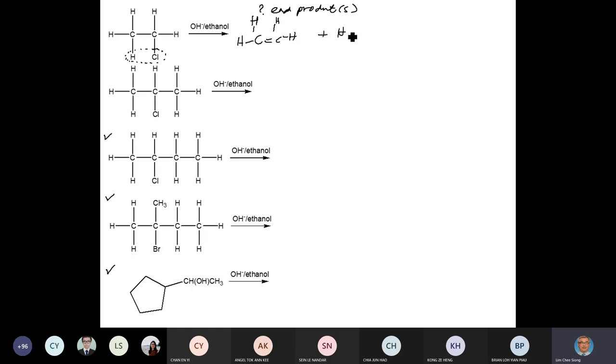And followed by HCl as a side product. Can I? Okay, next one also. I say this one has only one end product because the Cl will remove the H together from the carbon-carbon side on the left, on the right, and also going to remove and form another compound. So that's why from here you can find out the compound.